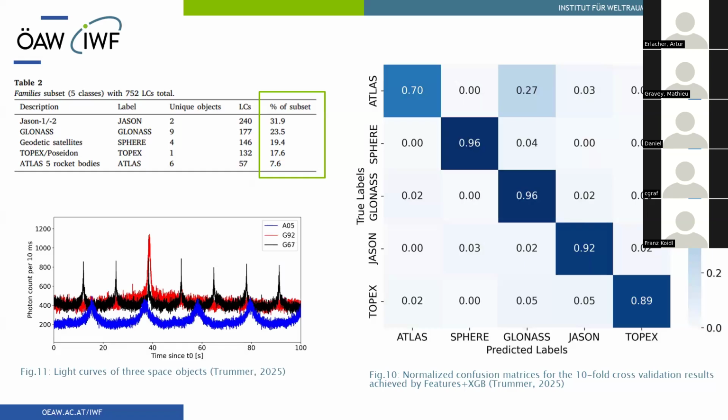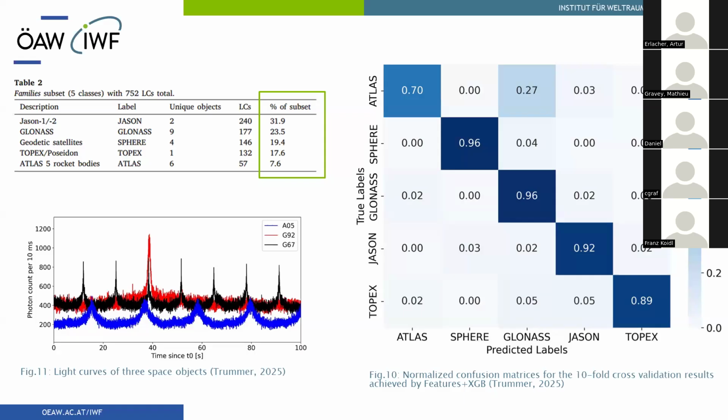The red and black light curves belong to the GLONASS class and AEO5. So the blue light curve belongs to the Atlas class. And what you see here, a human might still be able to differentiate between these, but they look very similar. So this is also a lesson or quite interesting to look into.